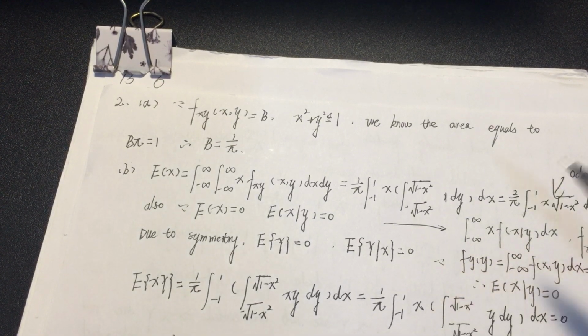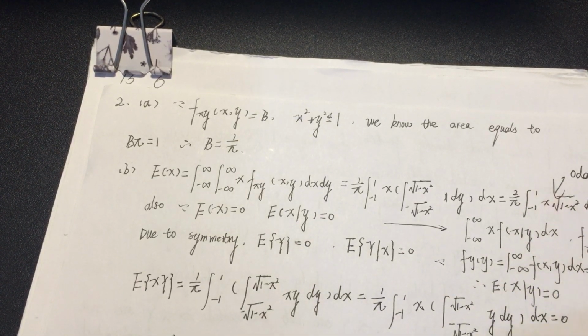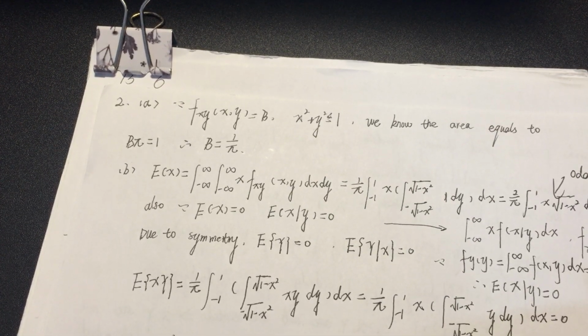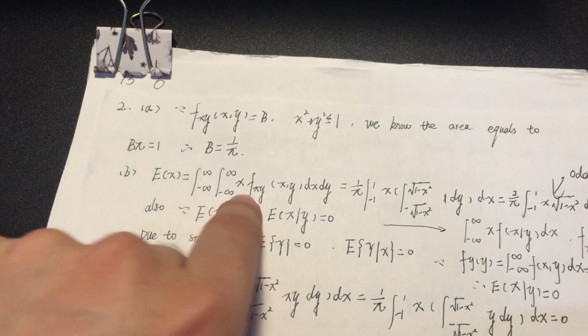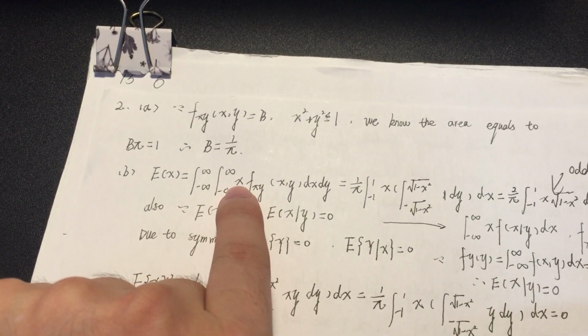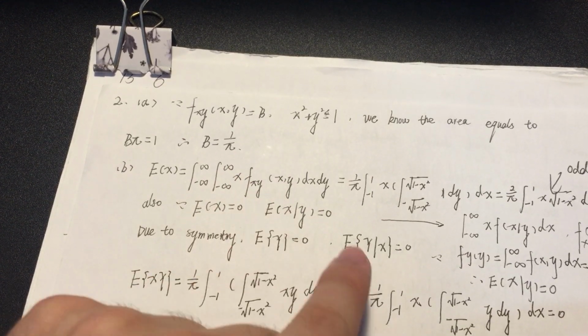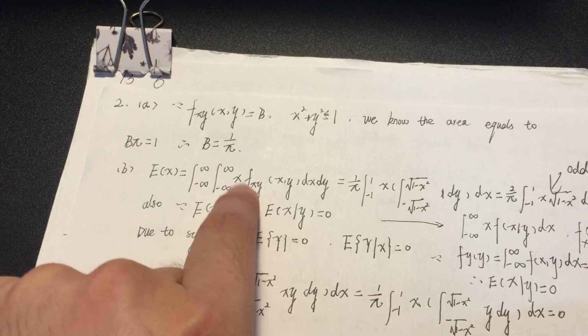The second question asks about some expectations. So firstly, we are going to calculate the expectation of x. We have already known the density function of x and y, and we just multiply x in front of it. So we integrate x multiplied by the density function from minus infinity to infinity.